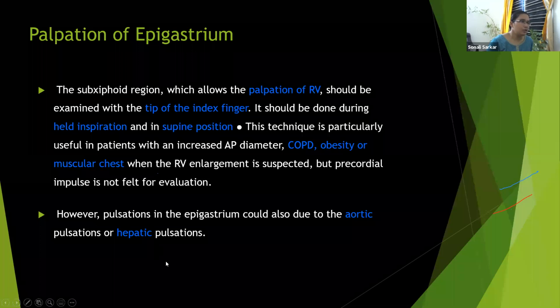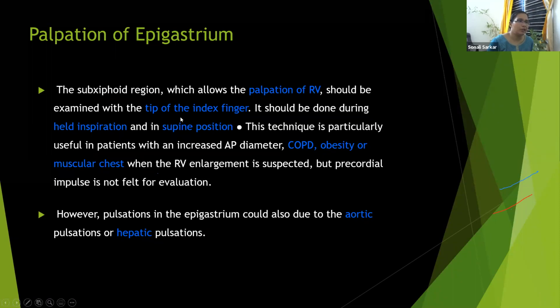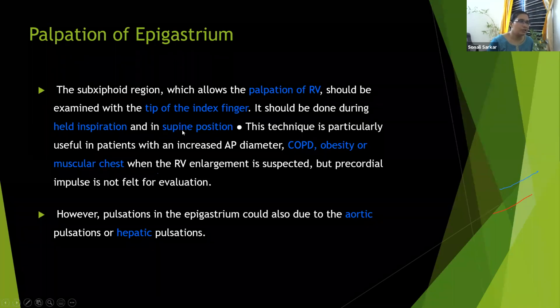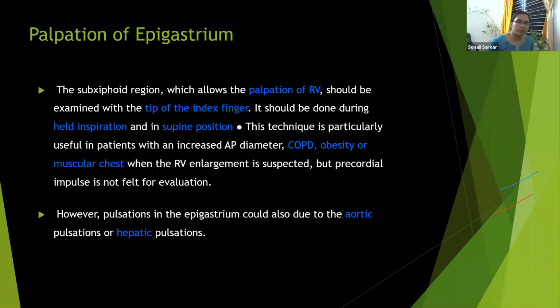Now, palpation of the epigastrium. Palpation of the subxiphoid region, epigastric palpation, helps to identify the right ventricle. It should be examined with the tip of the index finger during held inspiration and in the supine position. It's particularly useful in patients with increased AP diameter, in COPD, obesity, or a muscular chest. The RV is palpated with the patient supine and the breath held in inspiration because it is a right-sided event, and we palpate it with the tip of the index finger.